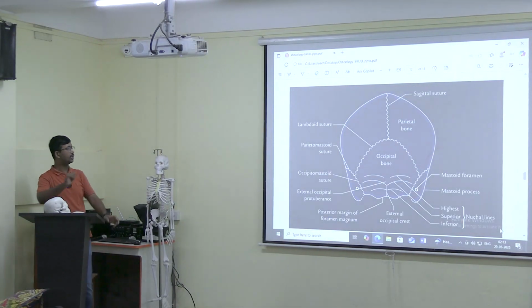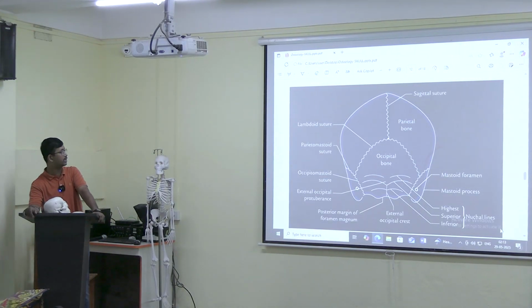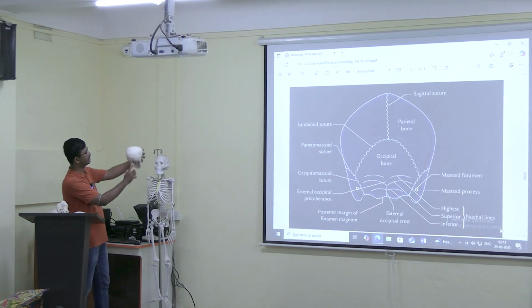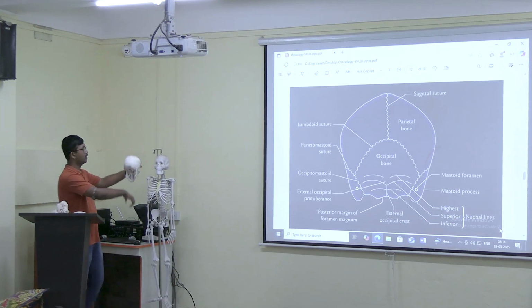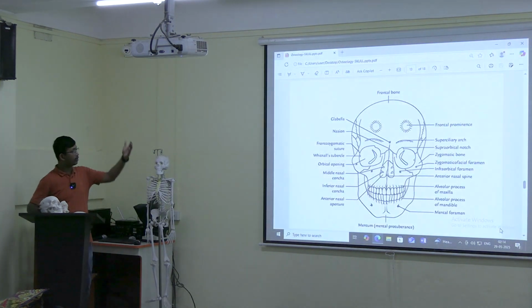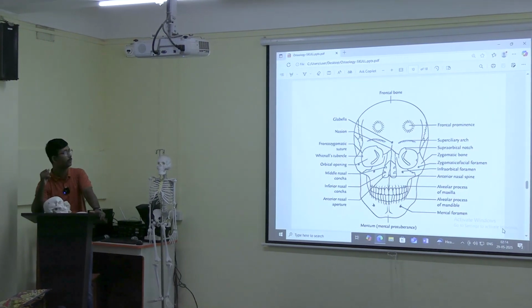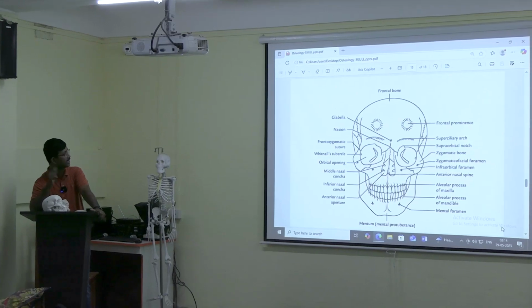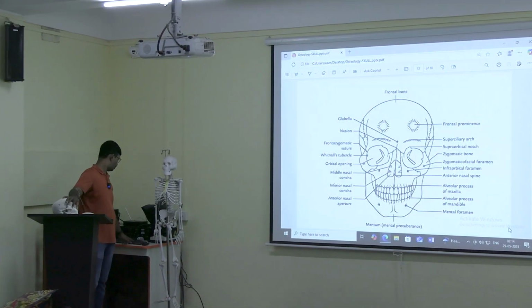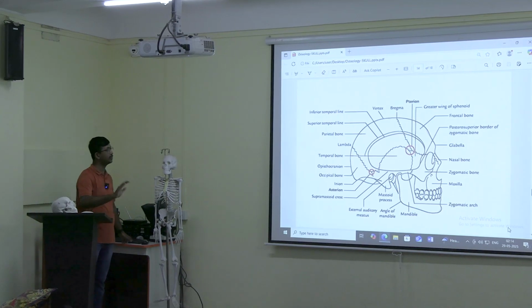Now this is the posterior view, the norma occipitalis. Here you can again see the occipital bone, and this parietal bone. Okay. Then nuchal lines here. So this is the norma frontalis. Here you can see the frontal prominence, then nasion, glabella present here. So this is the norma frontalis. This is the norma lateralis.